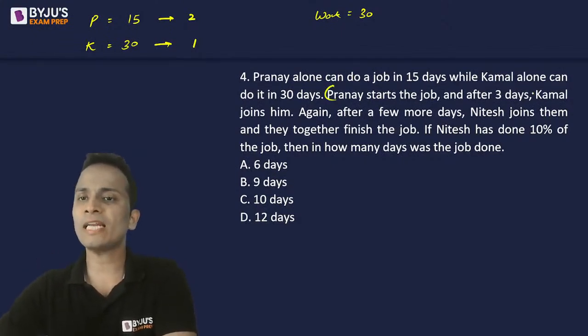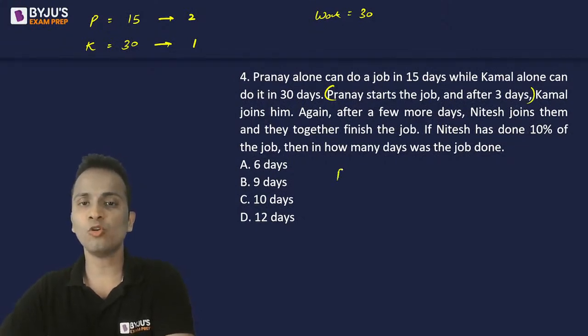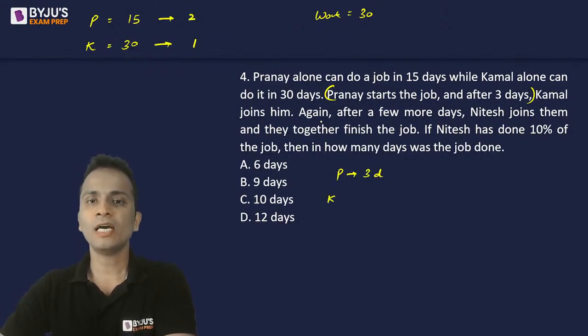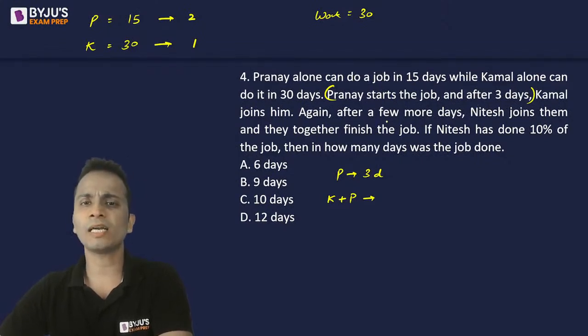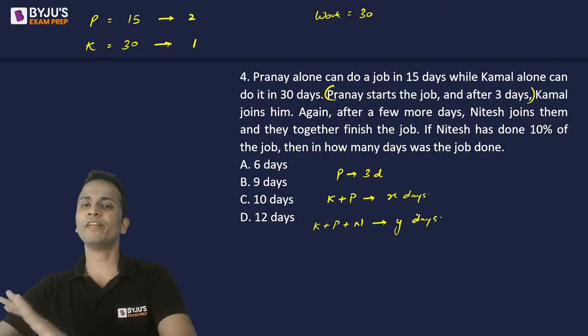Now Pranay starts the work and after 3 days Kamal joins. So first of all Pranay works for 3 days and then Kamal joined him. Now Kamal and Pranay are working together. And again after a few more days, Nitesh joins them. So they work for X days, and then Nitesh joins them. So Kamal plus Pranay plus Nitesh would have worked for Y days, and the work got finished.